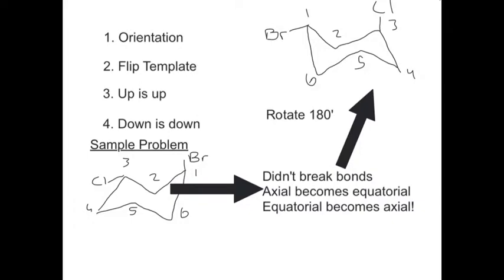In summary, we reviewed what a cyclohexane chair was, the two different positions that an atom can occupy, axial and equatorial. We learned the four steps to carry out a ring flip, and we also learned what a ring flip projection was.